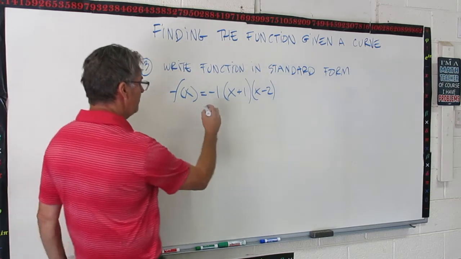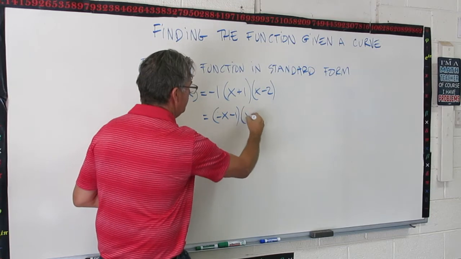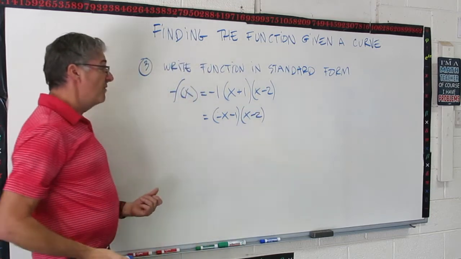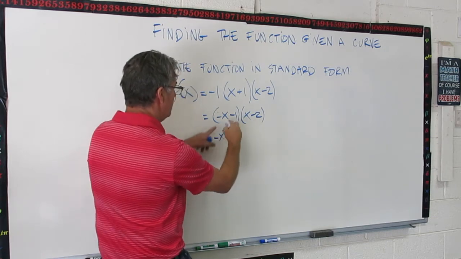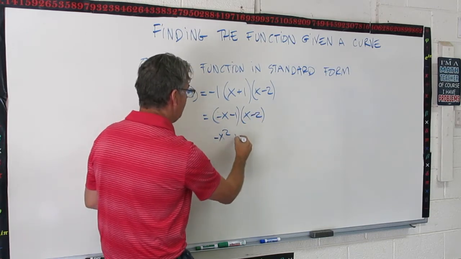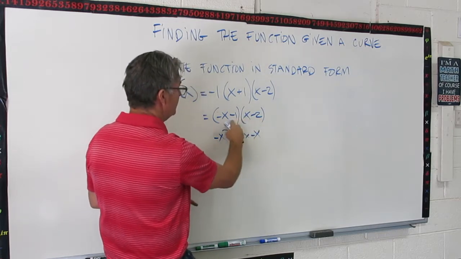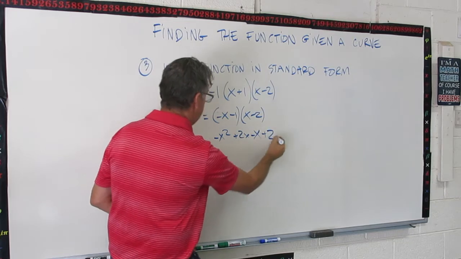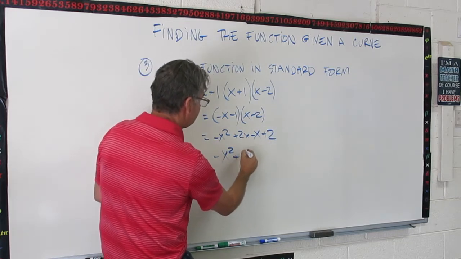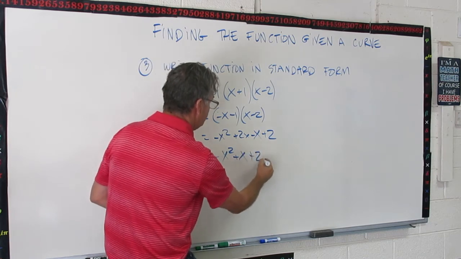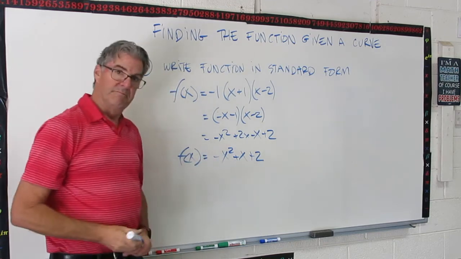So what we're going to do, or this is just one way, we're going to get minus x minus 1 times x minus 2. Now I'm going to FOIL that. So minus x times x is negative x squared. Minus x times minus 2 is plus 2x. Minus 1 times x is minus x. Minus 1 times minus 2 is plus 2. So then we're going to get equals negative x squared plus x plus 2. And that's our function, f of x equals, there you have it.